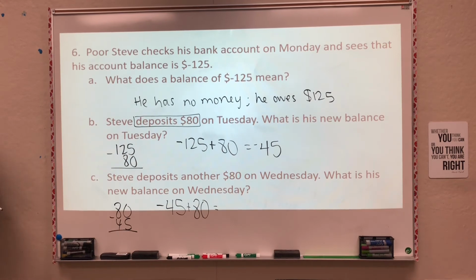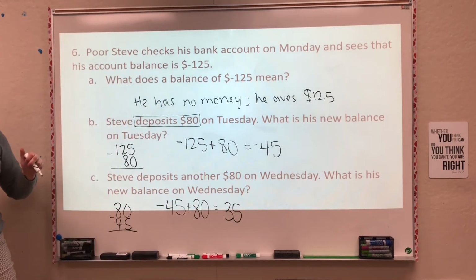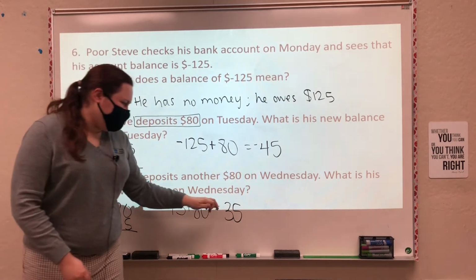When we subtract, what's 80 minus 40? Wait a minute. So if 80 minus 40 is 40, subtract another 5 and it's going to give you $35. $35. There you go. That time, is it positive or negative? Positive now. Why is it positive? Because he has money now. Yeah, that's money he has.